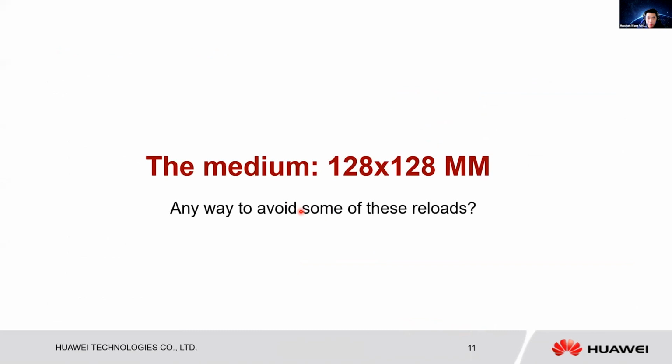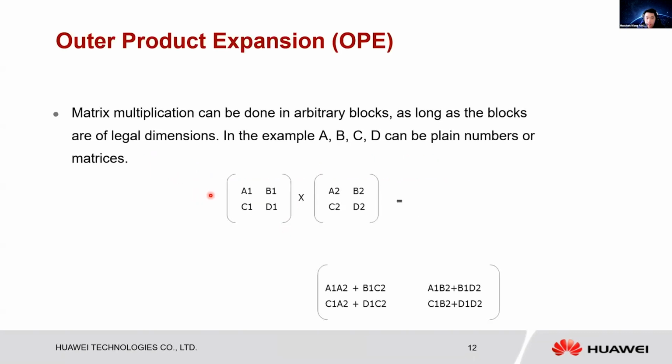Okay, so that was the easy part, but now we're advancing to a somewhat more complicated problem, the medium-sized matrix multiplication, and some reloads are bound to happen here, and we want to see how we can avoid some of them. The crucial technique for avoiding some of these reloads is called outer product expansion, or OPE. So what is outer product expansion?